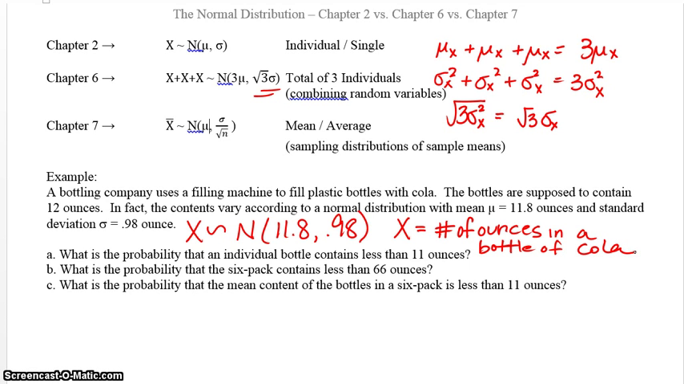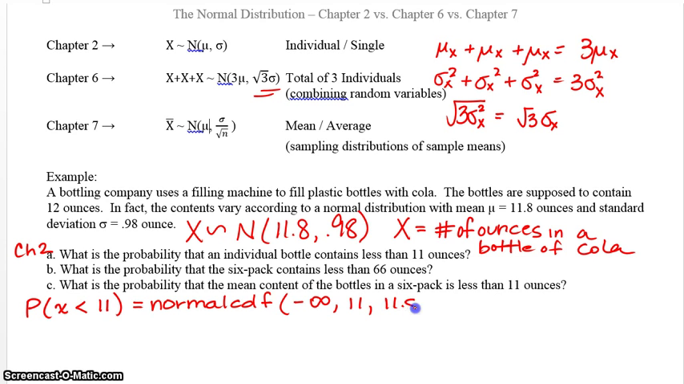So part A says, what is the probability that an individual bottle contains less than 11 ounces? So what is the probability that one single bottle, so we are talking about Chapter 2, an individual bottle. So we are looking for the probability that a single x is less than 11 ounces. So to do that, we're going to use the normal distribution, and we're going to use normal CDF in our calculator. And we want less than 11, which means our lower bound is negative infinity, our upper bound is 11, our mean is 11.8, and our standard deviation is 0.98.